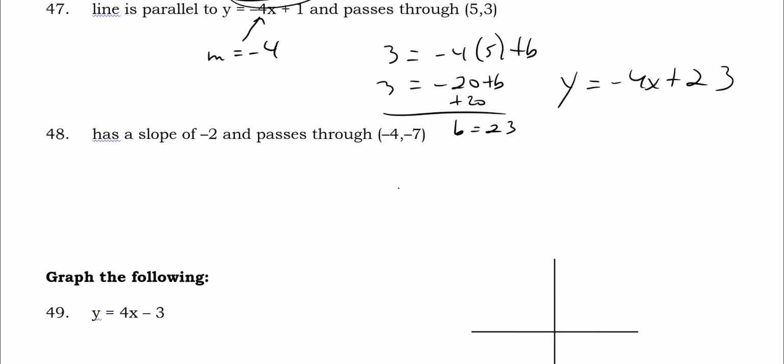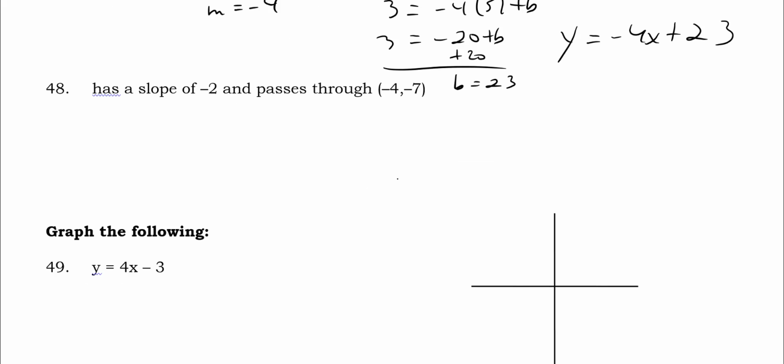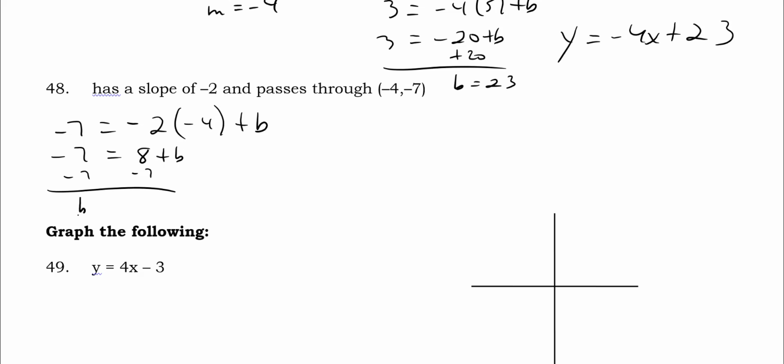Again, this is pretty easy. This one, I just give you the slope. So I've got to find b. So y equals m times x plus b. So -7 equals, it's a -2 here, right? So it's 8 plus b, and subtract 7 from both sides. So b is equal to 1.